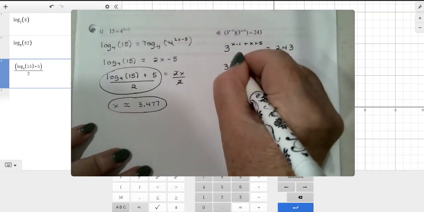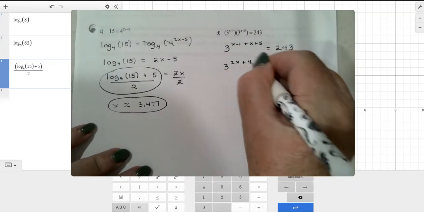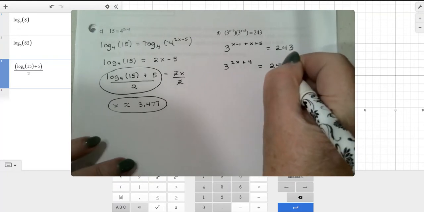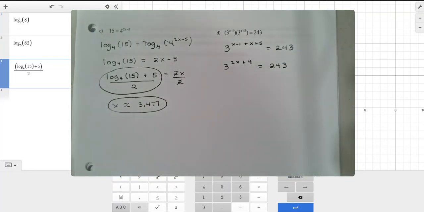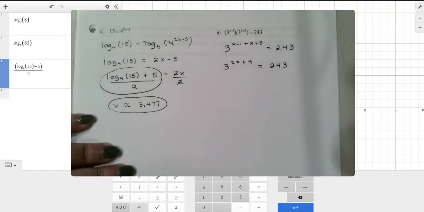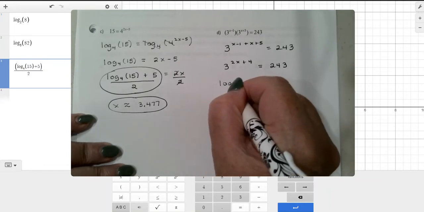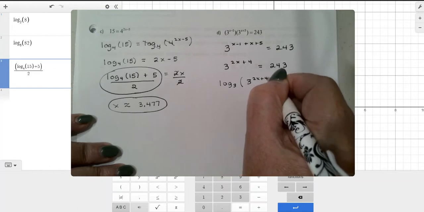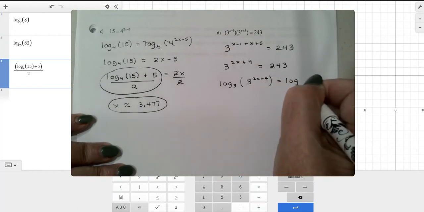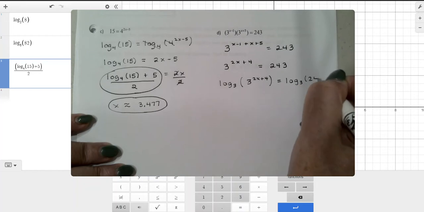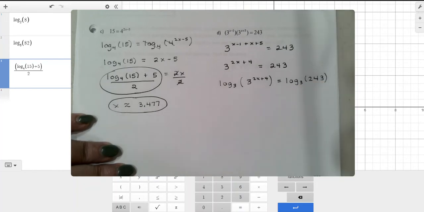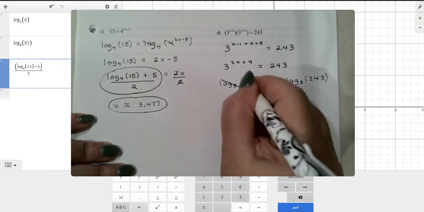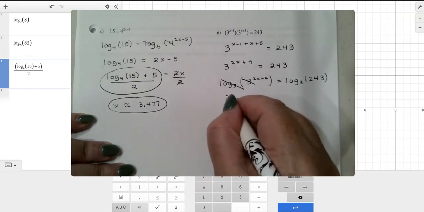So that's 3 to the 2x plus 4 equals 243. All right, exponential is now isolated. To get rid of an exponential base 3, I would use a log base 3. And of course, I have to do it on both sides. All right, I got those inverse functions going on there. And that's going to leave me 2x plus 4.